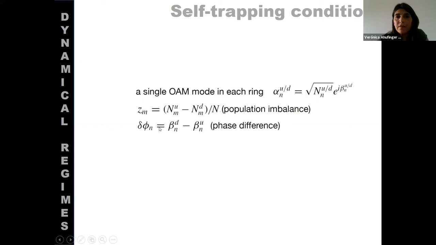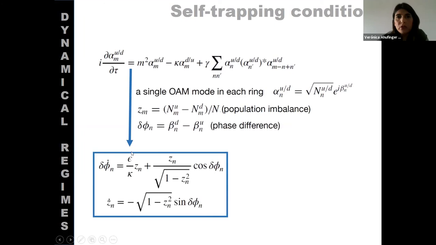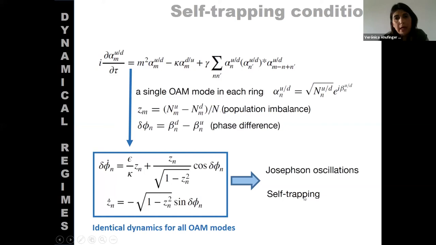By plugging this into the full set of equations, we get just two coupled equations for the population imbalance and the phase difference. As you can see, these equations are equal for all orbital angular momentum states. So we get identical dynamics for all the modes. And in particular, the dynamics that we get are analogous to the two-well potential, so we expect to have Josephson oscillations and self-trapping.